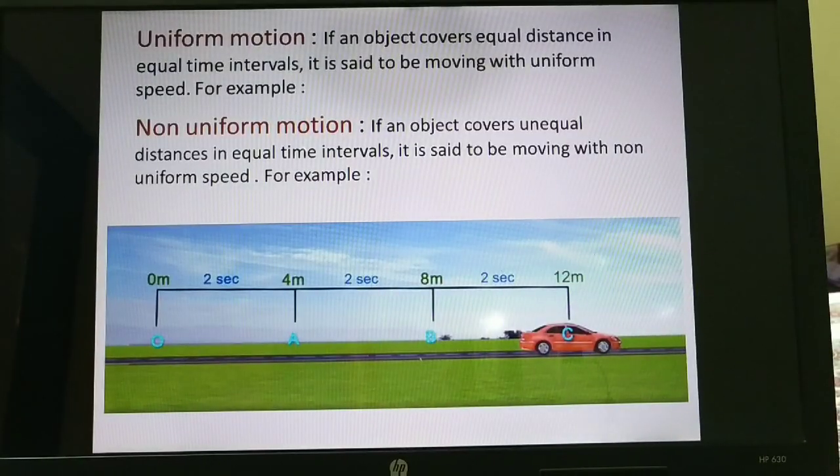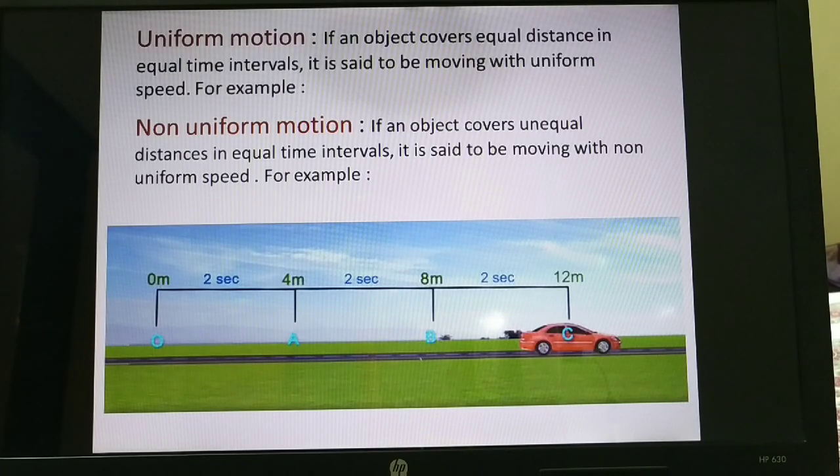See here, uniform motion and non-uniform motion. Uniform motion: if an object covers equal distance in equal time intervals, it is said to be moving with uniform speed. For example, now you have to give the example. Non-uniform motion: if an object covers unequal distance in equal time intervals, it is said to be moving with non-uniform speed. That is the example of Akbar.